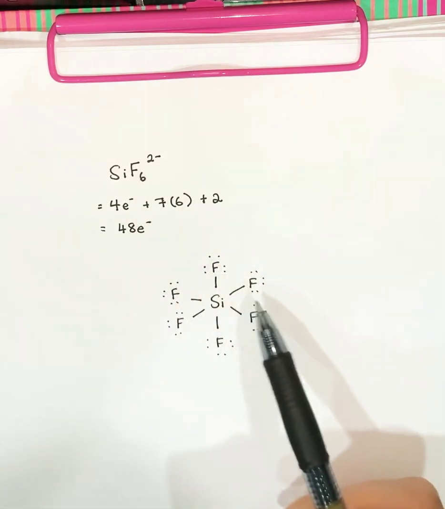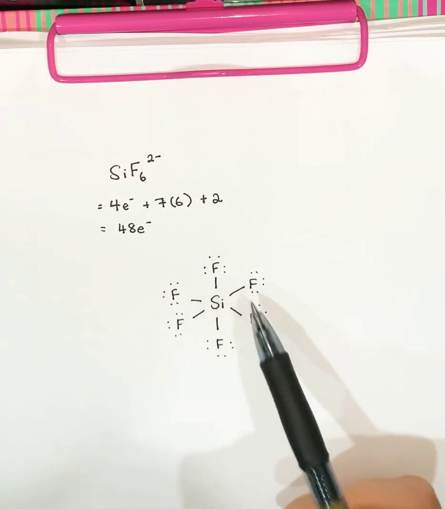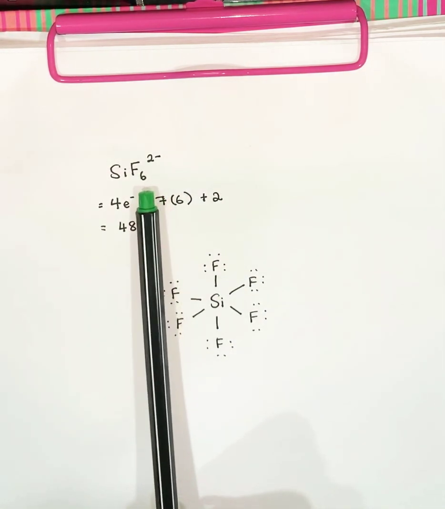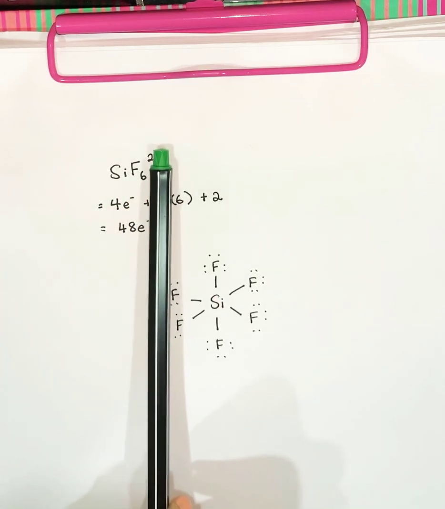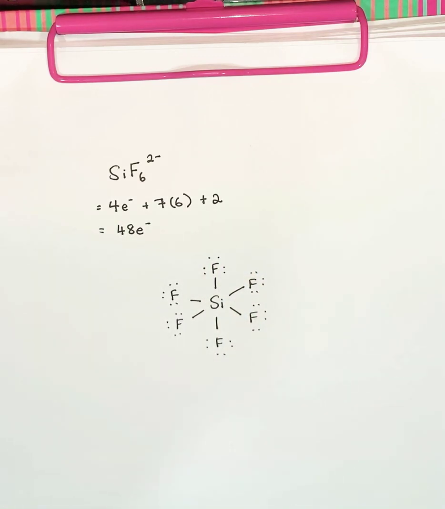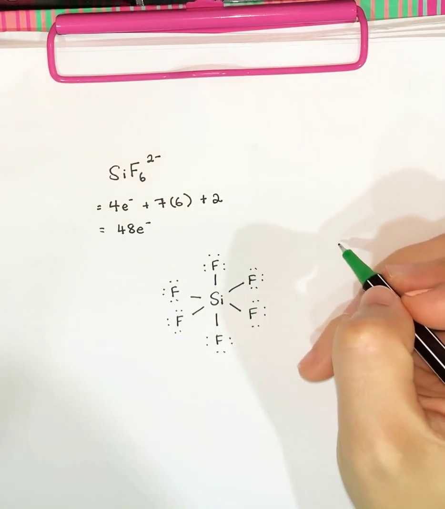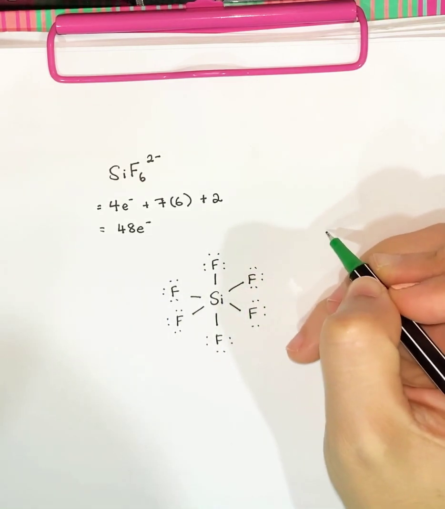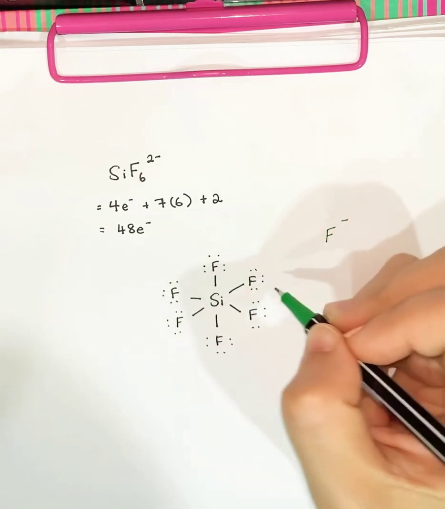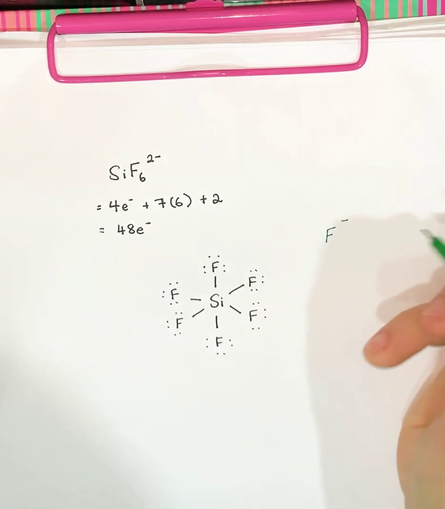But then I have these 2 bonds that were made. So now we're going to figure out how they were made. This is where coordinate covalent comes in. Since fluorine is more electronegative than silicon, 2 atoms of fluorine, I'm going to indicate these 2, came in to form that bond as fluorine minus.